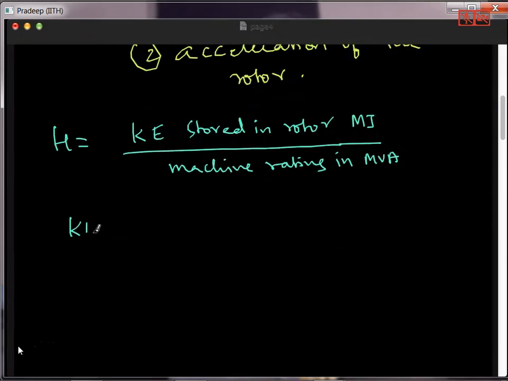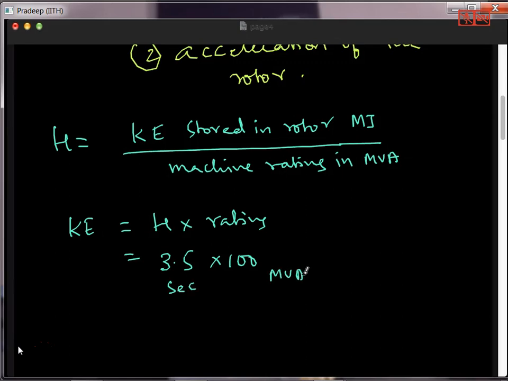So kinetic energy is equal to H into machine rating. 3.5 multiplied by 100. So this is 3.5 seconds, this is MVA. So in total it will become 350 megajoules. So this much kinetic energy is stored in the machine. Okay. So one thing we had completed.